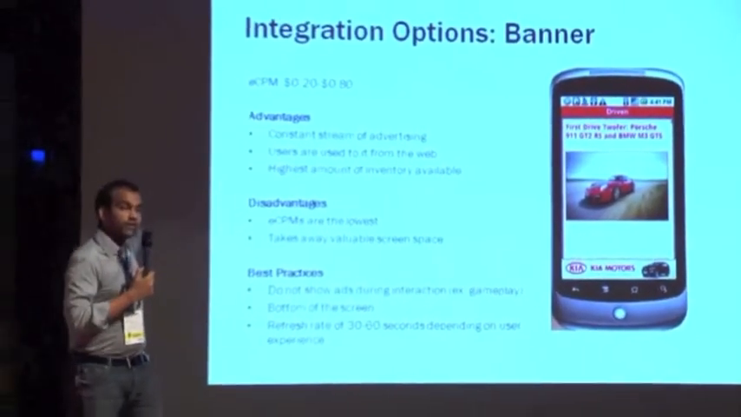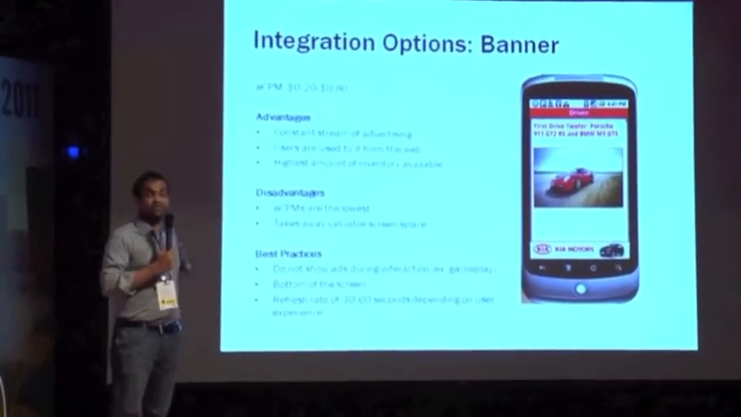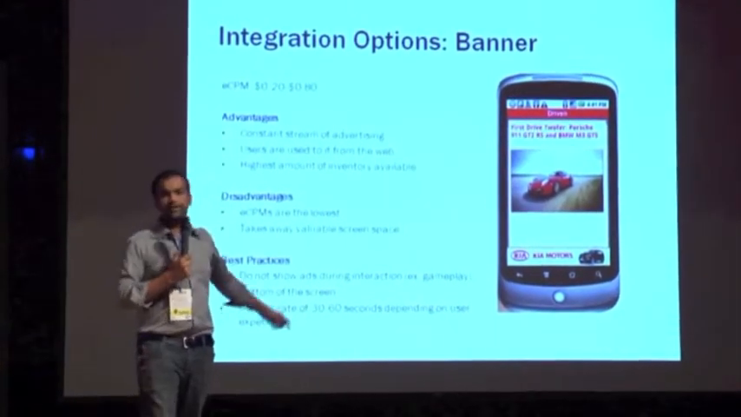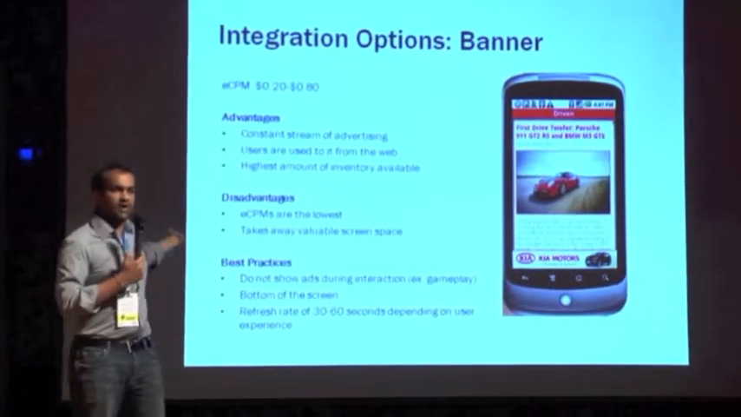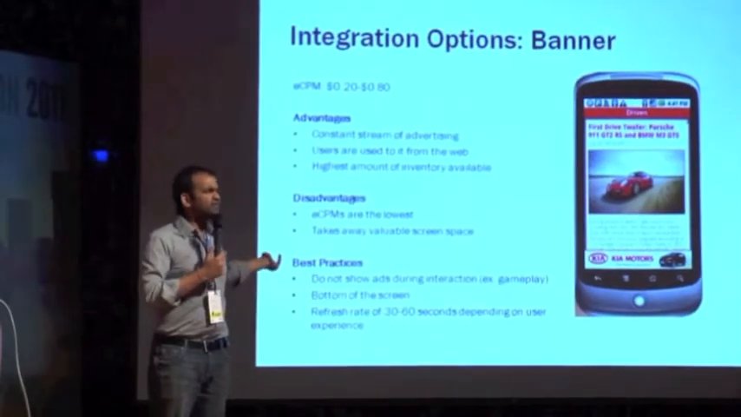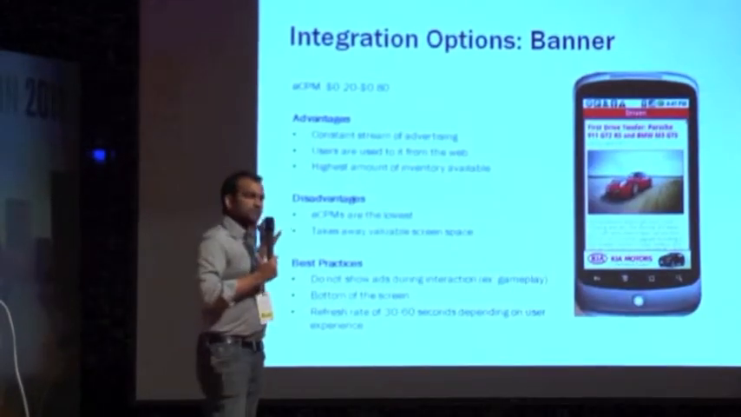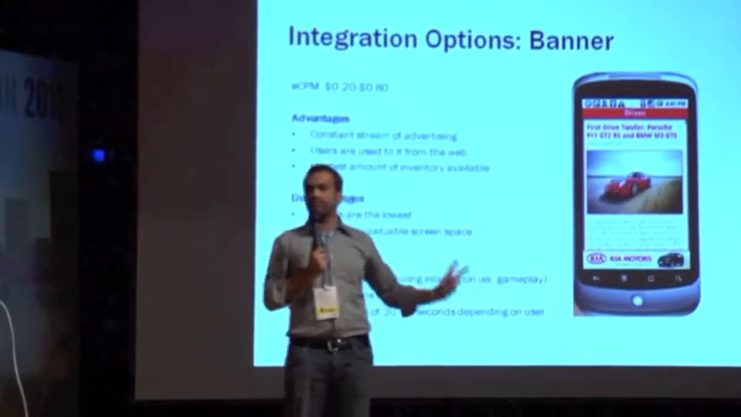ECPM ranges from as low as 20 cents. Actually, it's even lower sometimes. I've just kept it 20 cents so you guys don't feel disappointed. And as high as 80 cents, and in certain cases, a dollar or north of a dollar, but the range of ECPM for banner advertising is about 20 cents to 80 cents.